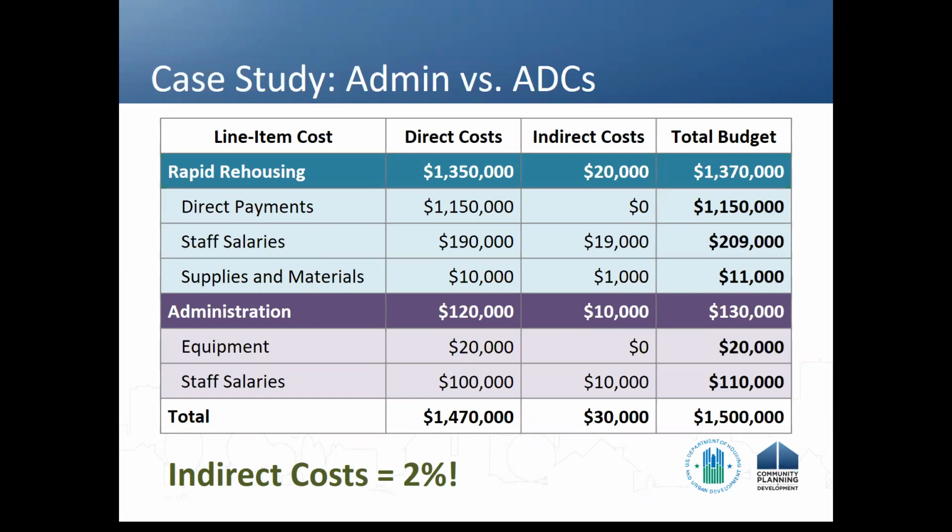What you have is a situation where the total budget here is $1.5 million. And of that 1.5 million, 1.15 million, so more than 2/3 of the budget, is going straight out the door to eligible recipients, beneficiaries that need to be rapidly rehoused.